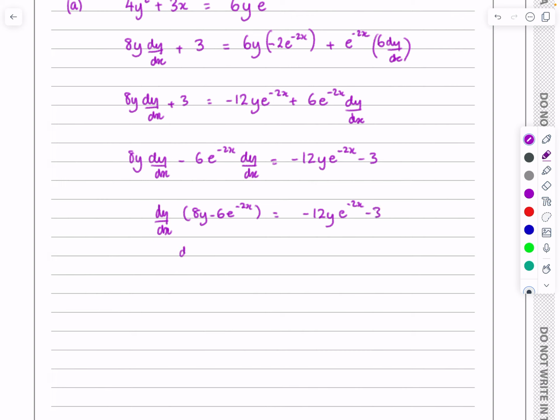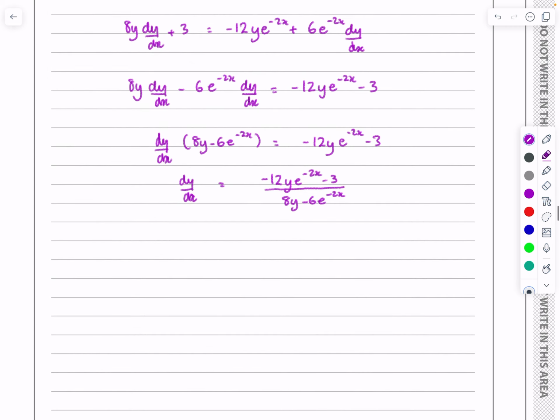So then divide that out, dy by dx is now going to be equal to minus 12y e to the minus 2x minus 3 all over 8y minus 6e to the minus 2x. Now you can absolutely tidy this up if you want to. If you took a minus out, for example, on that top, you'd have 12y e to the minus 2x plus 3, and at the same time take the minus out of the bottom, you'd have 6e to the minus 2x minus 8y. Both of them the same, both of them are absolutely fine. There's no reason why you can't use one or the other one here.